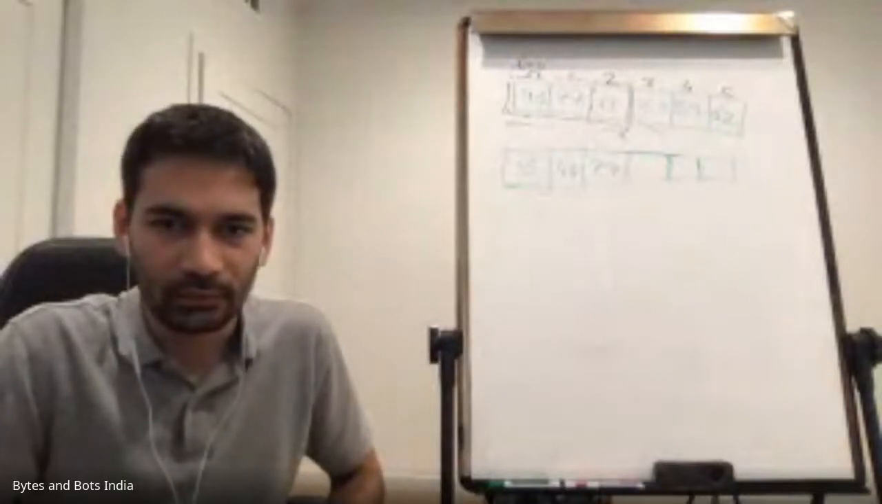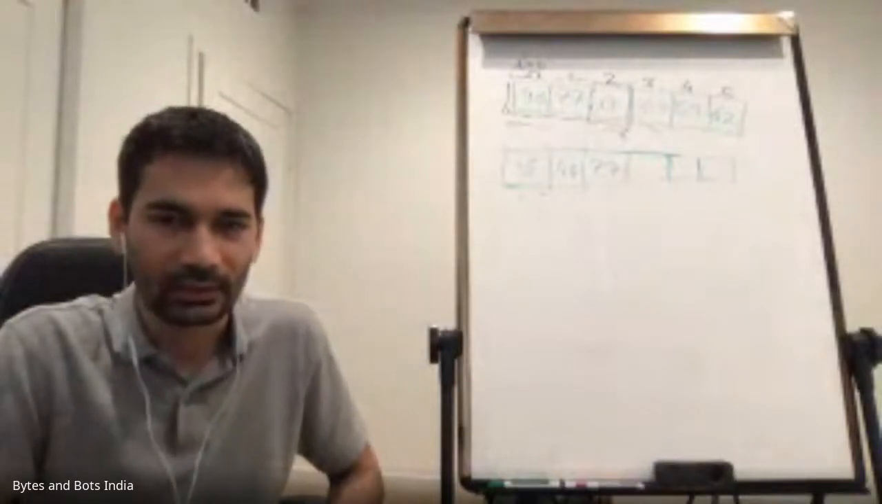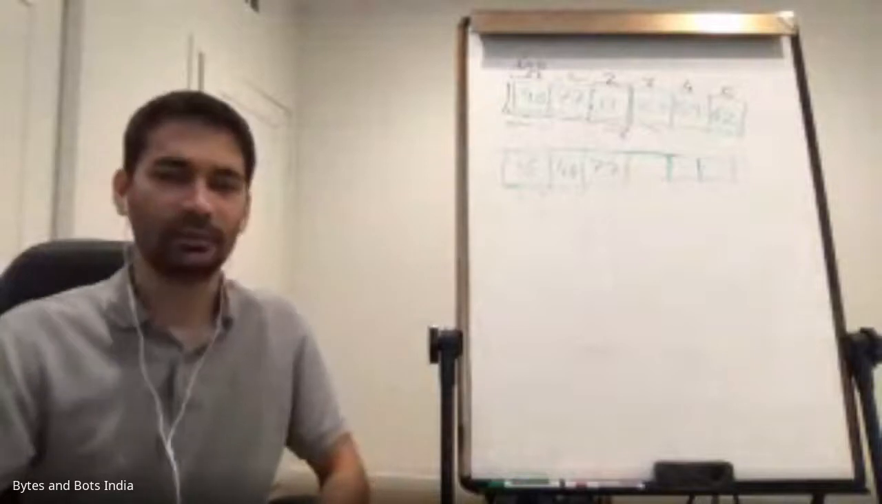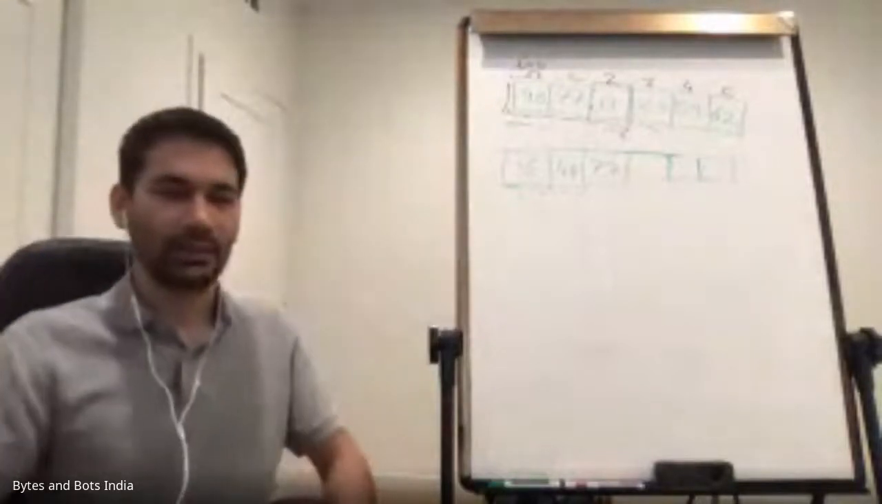So if your data size is 10 elements, then 10 square is 100. But if it is 1,000 elements, then right away it becomes 1,000 times 1,000 complex.